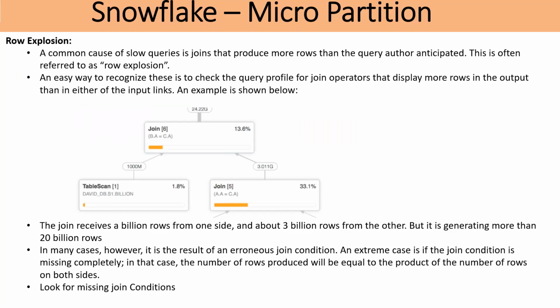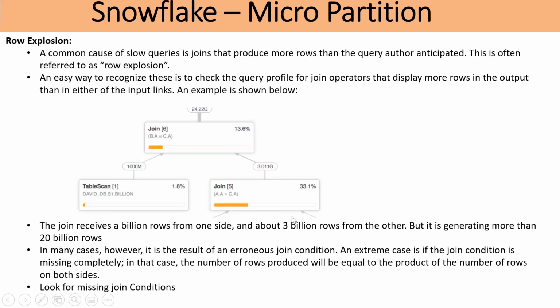And row explosion. I have explained it to you. You have a table with join conditions B equal to A, C equal to A, and table A. So you have joined A equal to A, C equal to A, and you don't have A to B. And if you look at the data being pumped in, the join receives a billion rows from one side and 3 billion rows from the other, 3 billion rows and 1 million rows in the join condition. If you go and look at the query profile, you will get to understand what it is. And if it's passing this many rows, then definitely there is something wrong.